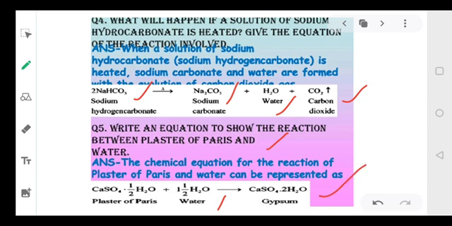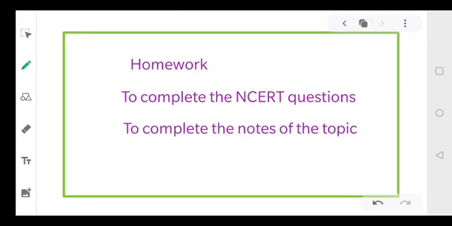Okay everyone? You will complete all the NCERT questions, because with this topic we have finished chapter number 2. And you had better start preparing this chapter for the test.